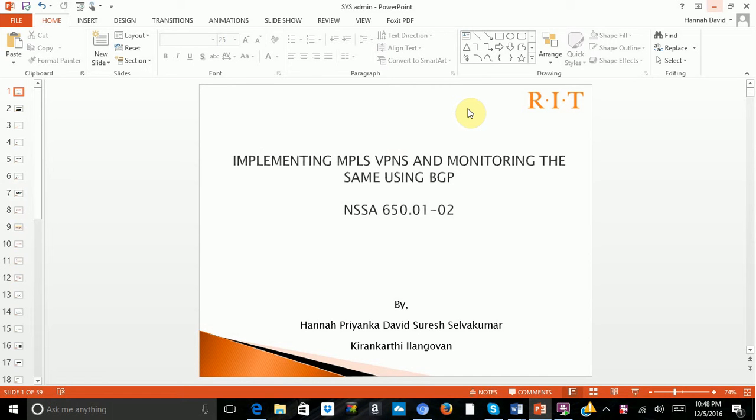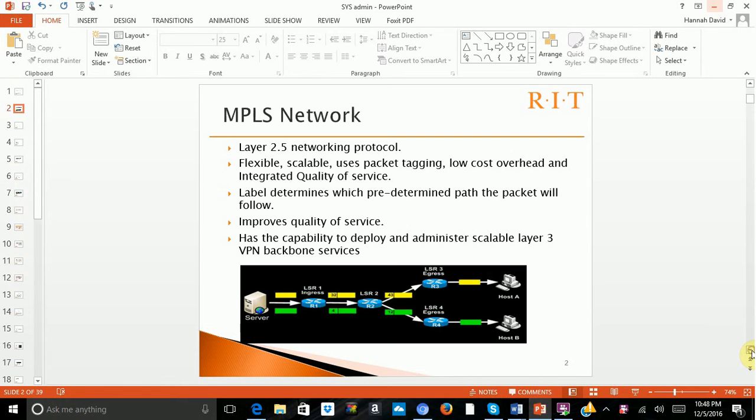Hi everybody. Today I'm going to present on the topic implementing MPLS VPNs and monitoring the same using BGP. My project partner is Kiran Karthik Ilangovan. He belongs to the NSSA department and I belong to Telecommunication Engineering Technology.